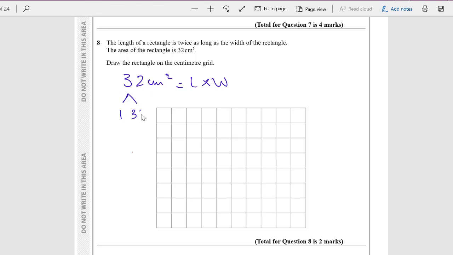So we've got 1, 32, we've got 2, 16, we've got 4 and 8. So thinking about these factors, which one of these would abide by the rules that we have here? We know it's going to be 4 and 8. So 8 would be the length and 4 would be the width. So let's say we draw, starting from here, 2, 3, 4, 5, 6, 7, and 8. And then draw down 4, and then come across, then up.